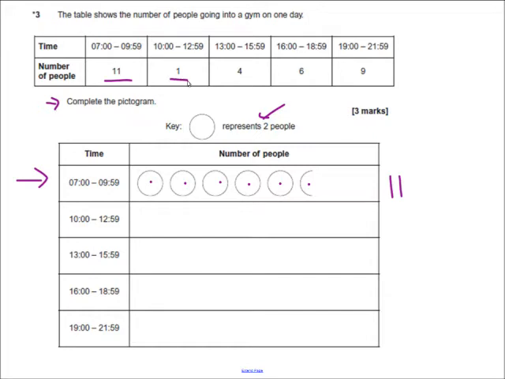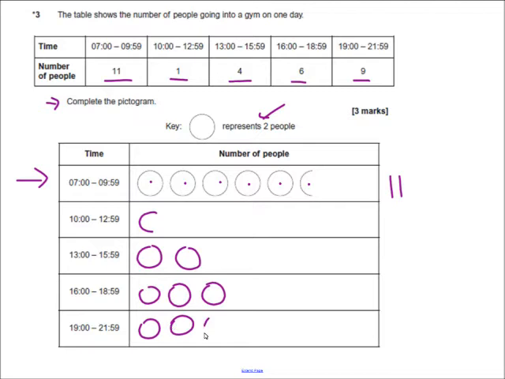With one person, well, if a circle represents 2, we need to draw half a circle to represent one person. To represent 4 people, it's 4 divided by 2, so it's 2 complete circles. To represent 6 people, it's 3 complete circles. And then finally 9 people: 4 circles is 8, so that's 2, 4, 6, 8 people, and then half a circle for the 9th person. And that completes our pictogram.